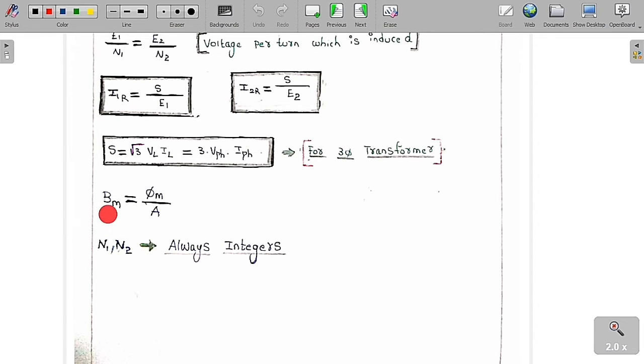As I have already told you, magnetic flux density is equal to flux per area. So the maximum value of the flux density, Bm, is equal to the maximum flux per area, as the area is a constant. If you want the maximum B, then you need the maximum flux also. N1 and N2 are always integers because they are numbers of turns. They will never be fractions. They will always be integers.